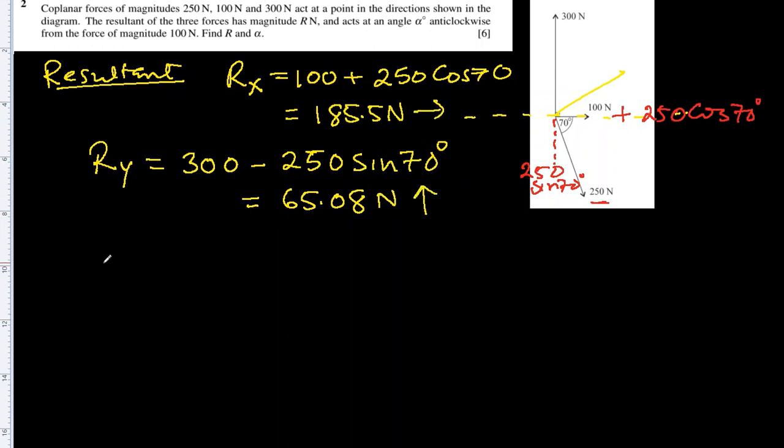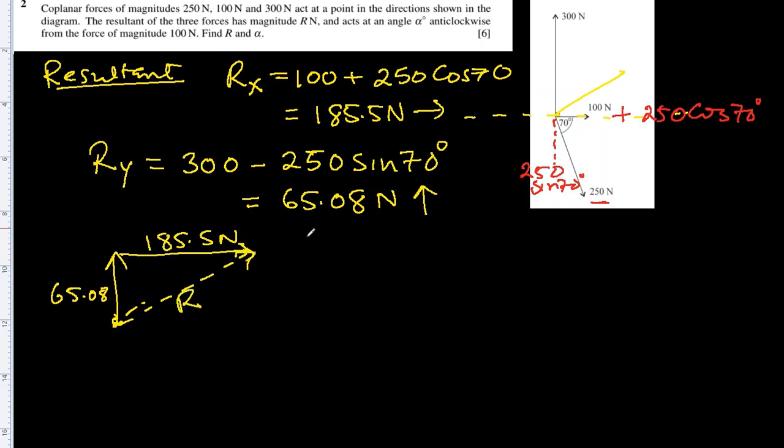Now we will draw the resultant. So the resultant will be upwards 65.08, and rightwards from its head will be 185.5 newtons, and the resultant will be from the tail of the first force to the head of the second force. This is the overall resultant. And if we want to find the magnitude of this resultant, which is part of the question, find R and alpha, we'll use Pythagorean theorem because we know this is 90 degrees.